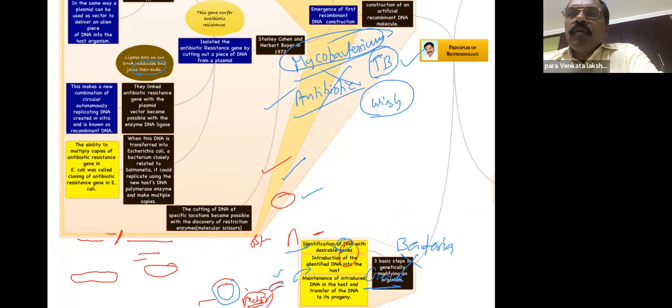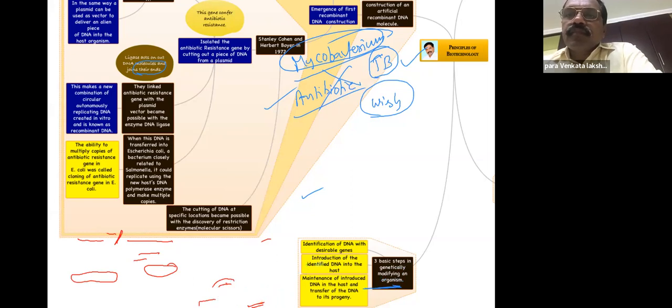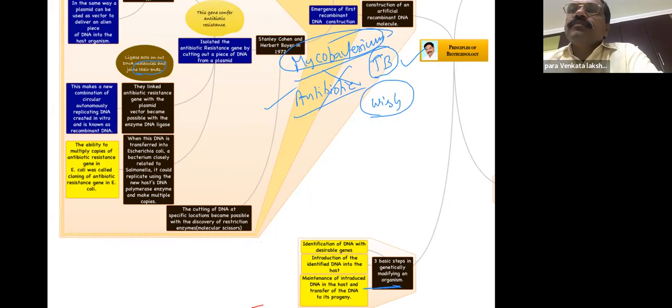Okay. Now you say the names of the people, names of the bacteria here. See.